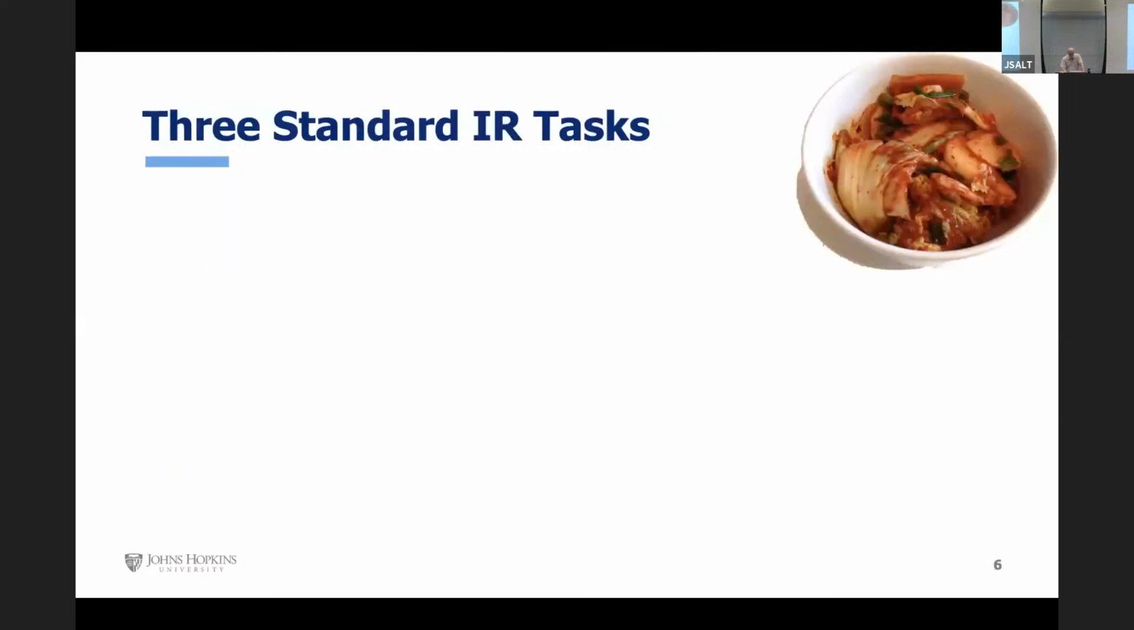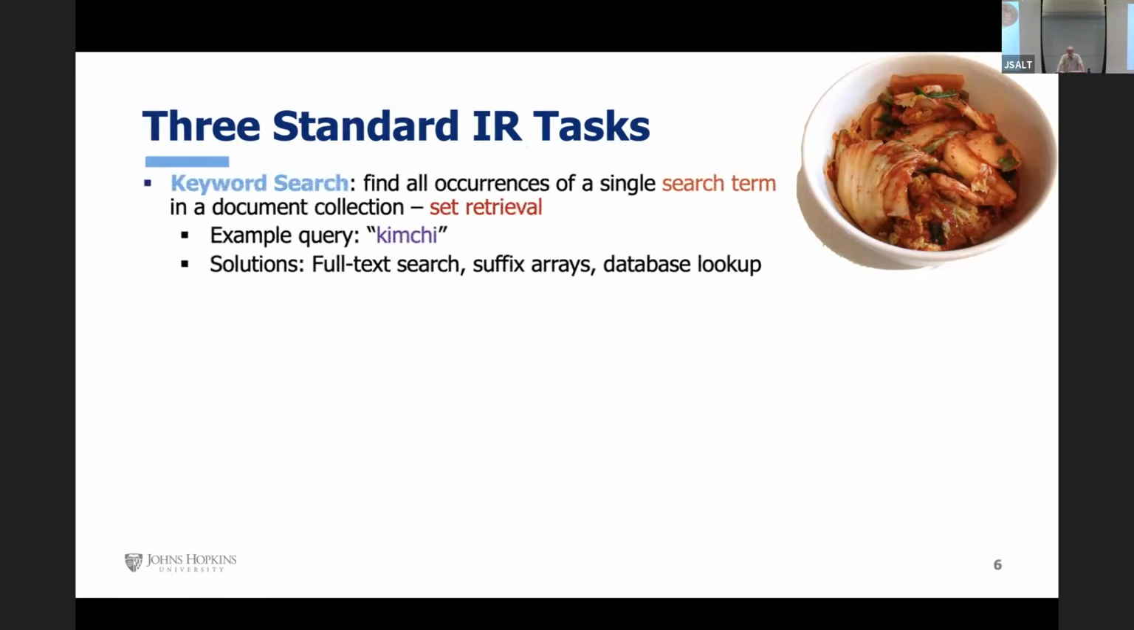To give you a sense for the kinds of tasks in information retrieval, there are actually many tasks that fall under this rubric, but the main three are: first, keyword search, where you're trying to find documents that contain a single keyword, or maybe a Boolean combination of keywords. Like you type in kimchi, and you want your documents to have the word kimchi in them. An important thing about this type of search is that it is a set retrieval search. That is, you're getting back a set of documents, but it's not ranked in any way. You just get this big blob of documents.